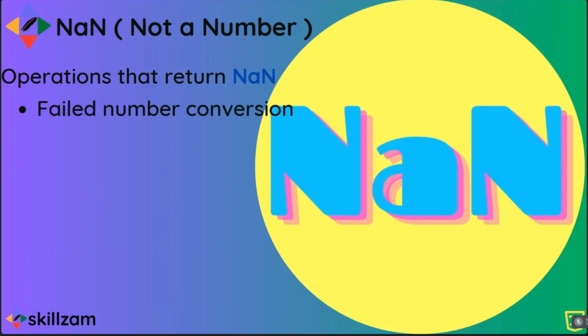What are those? One specific thing is called failed number conversion. Again, in order to understand this failed number conversion, one thing that is happening is a number conversion, but this number conversion is failing instead of passing. And when the number conversion fails, we are getting a NaN value. Now, in order to understand that, let's concentrate on some examples.